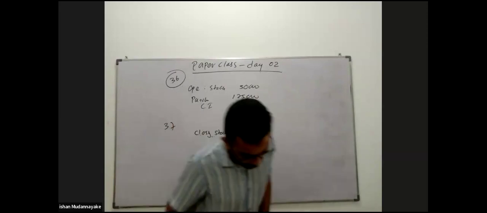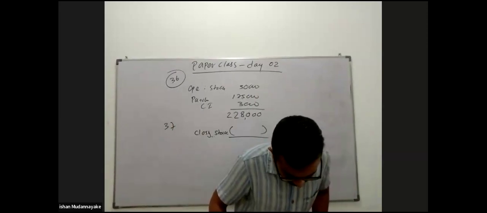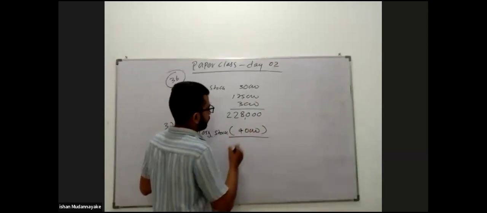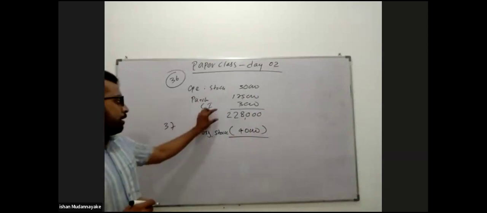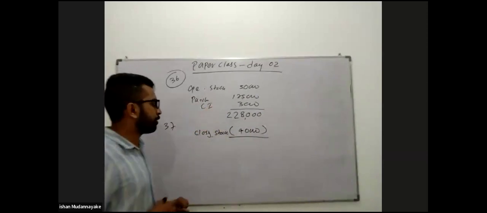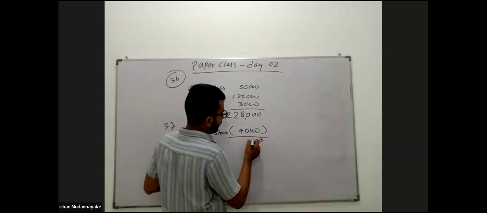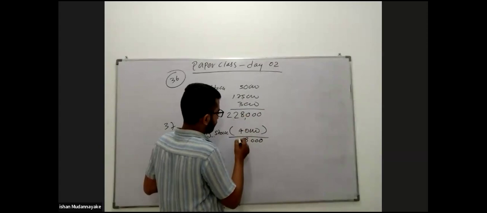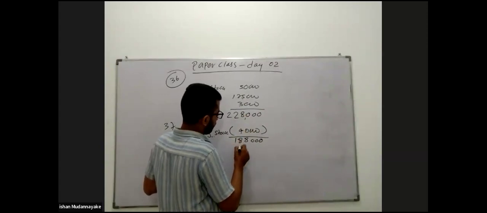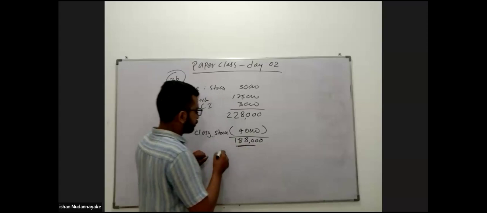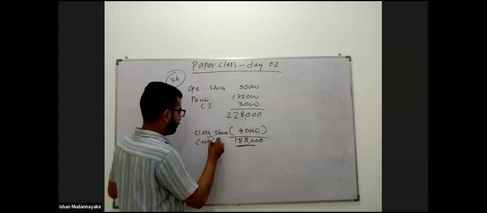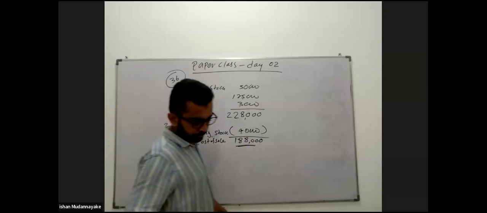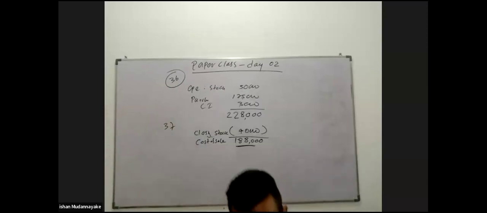Closing stock of the business, how much? 40,000. So my closing stock is 40,000. Then my stock presented for the sale minus closing stock, now you can calculate the cost of sale of the business. Cost of sale, 180,000. Right. Is it clear?